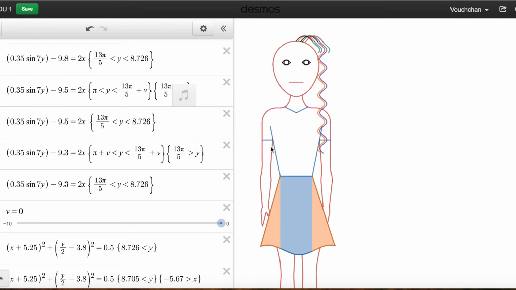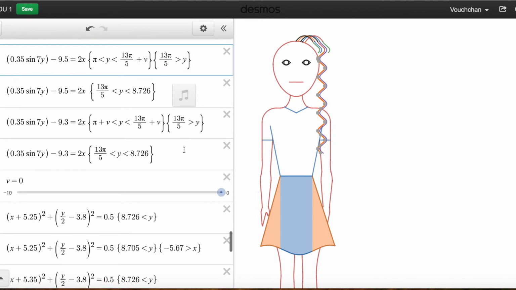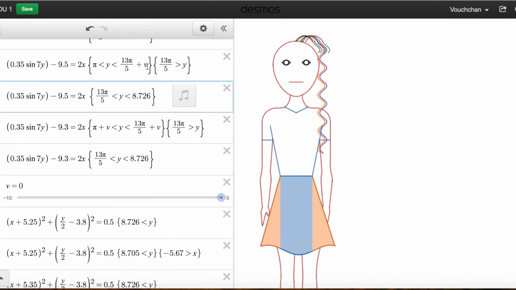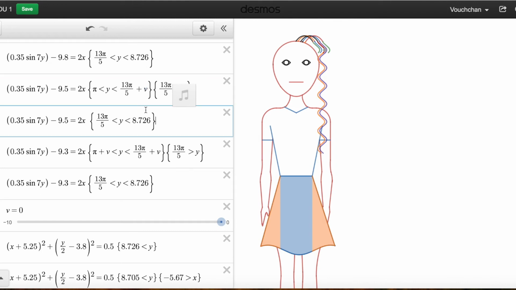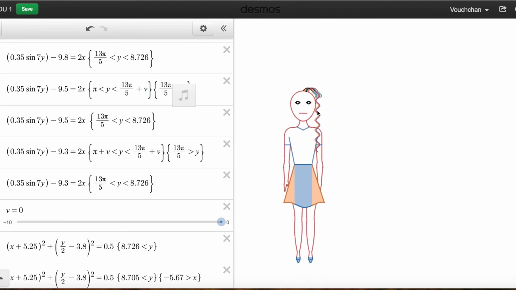And I added a slider to the hair to make it move. So this is how I do it. I use the equation and added my slider to it, which is V, and if I remove the slider, the hair will not show as the movement goes down to the floor. So this is how it will look if I remove the slider.